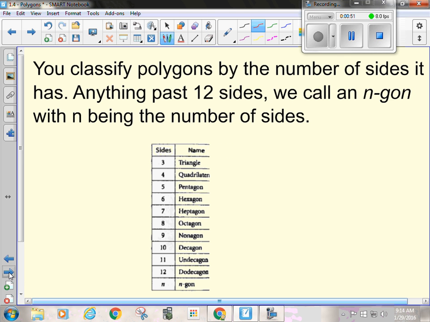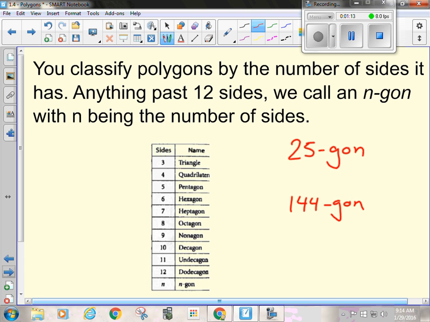All right, so we classify polygons by the number of sides it has. Anything past 12 sides, we call an n-gon, and n is the number of sides it has. So we could have a 25-gon, and that means it has 25 sides. Or we could have a 144-gon, it has 144 sides. Anything less than that, we have names here.